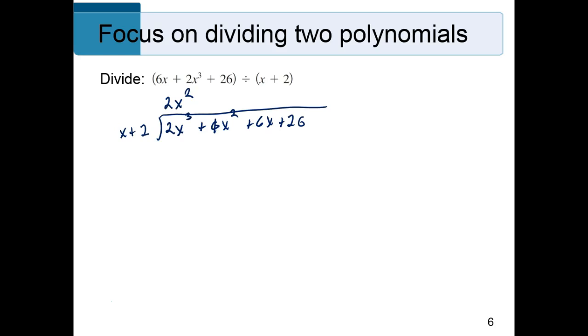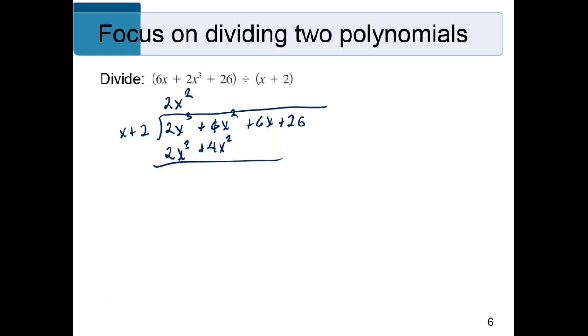Multiply, right? We divided, then we multiplied. Remember? 2x squared times x is 2x cubed. That we knew. But then you do 2x squared times 2. What does that give you? Plus 4x squared. See why you need the x squared term in there? Because you wound up with 1. Okay? And then what do we do next?